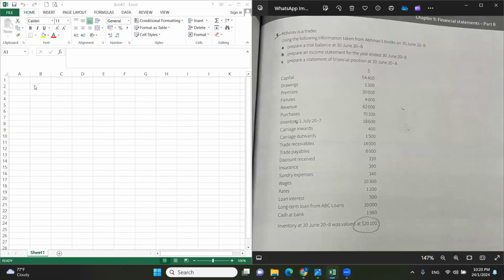Okay, this is question 6 for the trial balance, income statement, and the statement of financial position. Okay, let's prepare the trial balance at 30th June 20-8.